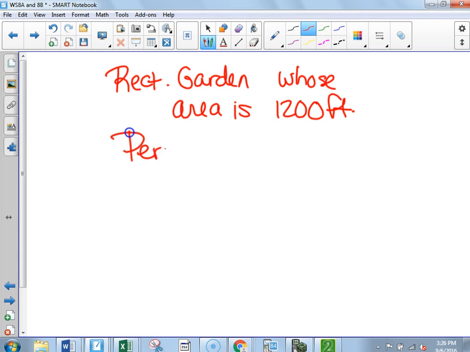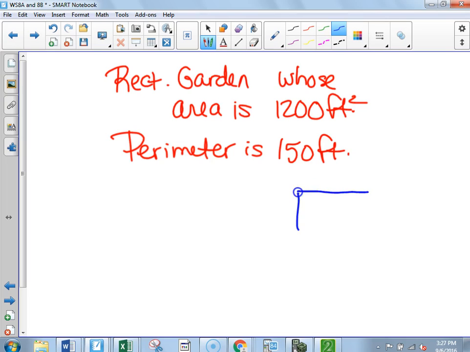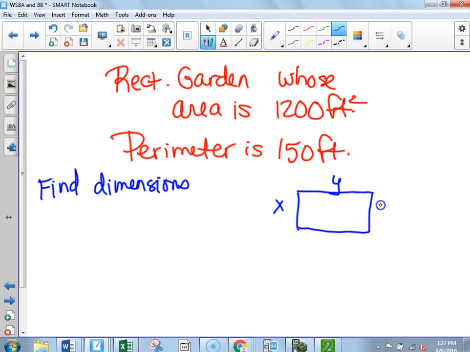Okay, but whose perimeter, this should be square feet, whose perimeter is 150 feet. How could we do this? Okay, you are right. I'm going to start out by talking about this, though, okay? If this is my garden, guys, the question would be find the dimensions. So somebody tell me something about this garden.